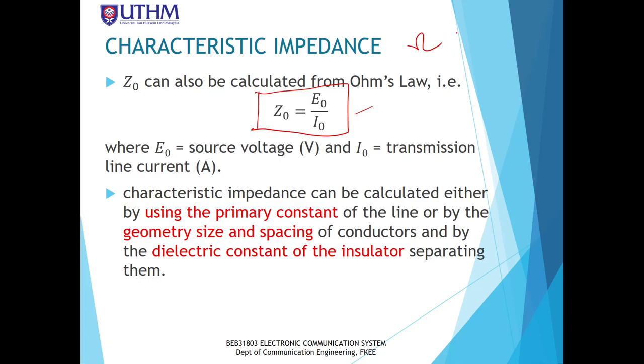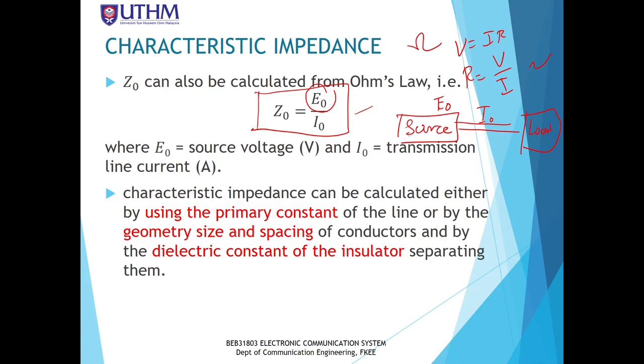Remember that V is equal to IR, so R is equal to V over I. This is Ohm's law, in terms of ohm. You see here is the voltage, the source voltage. We have the source, and this is a transmission line, and we have the current over here. The source has a source voltage, and this is the load. So it is equal to E over I, and the unit is ohm.